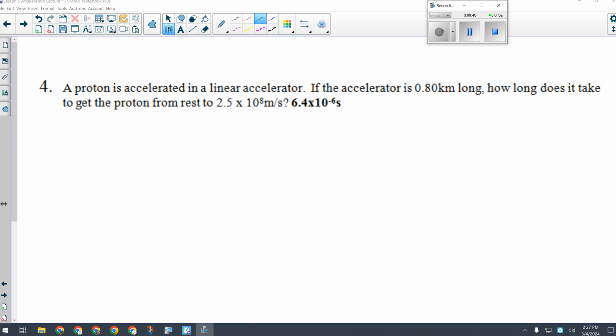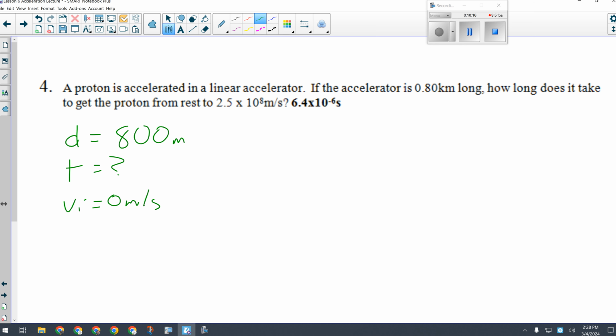Okay, so on number 4, okay, we've got this, so imagine like the Large Hadron Collider. That's a particle accelerator. Okay, so that's the kind of thing we're talking about here. Okay, a proton is accelerated in an accelerator. The accelerator is 0.8 kilometers long. What do I need that to be in? Meters. Okay, so the distance traveled by these particles is going to be 800 meters.